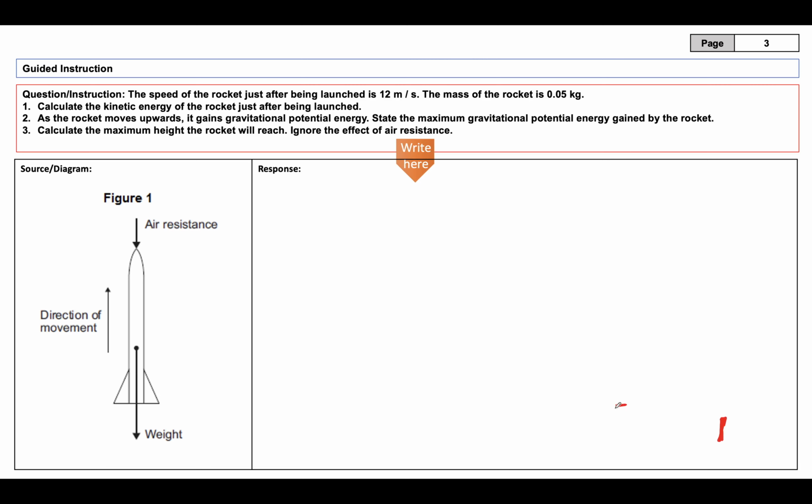So we've got our rocket at the start here. We're going to work out its kinetic, and its potential is going to be 0. When it reaches the top of wherever it's going, all of the kinetic will have been converted into potential. Sorry, its potential energy at the bottom is 0 joules, and its kinetic energy at the top will be 0.